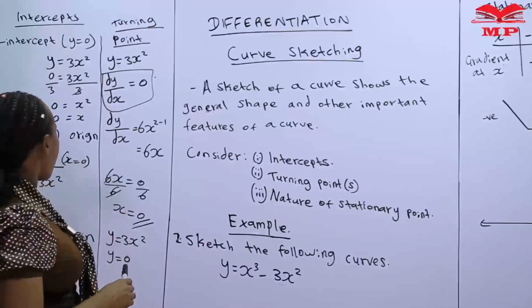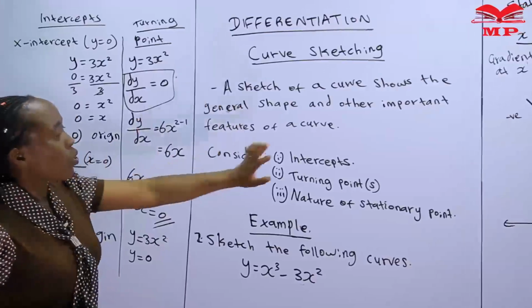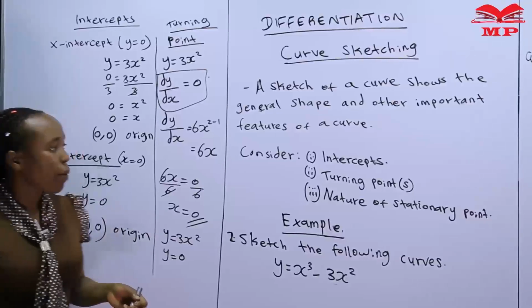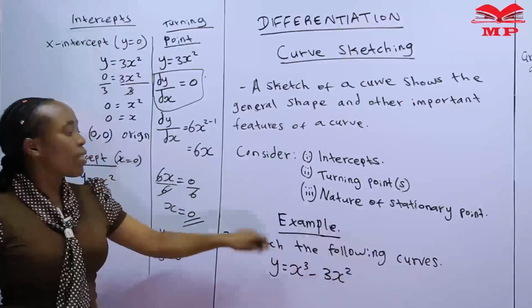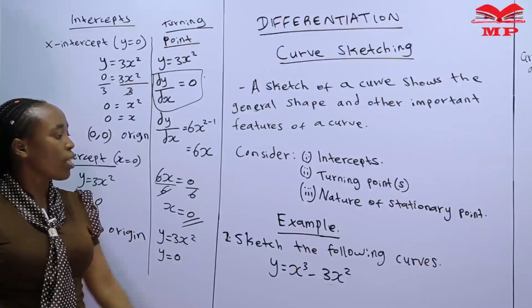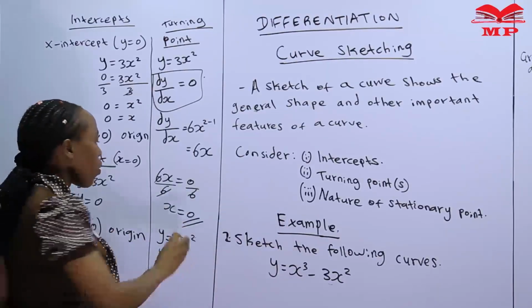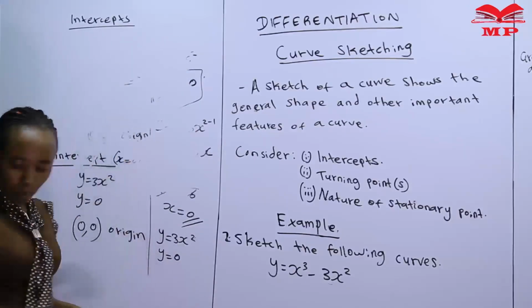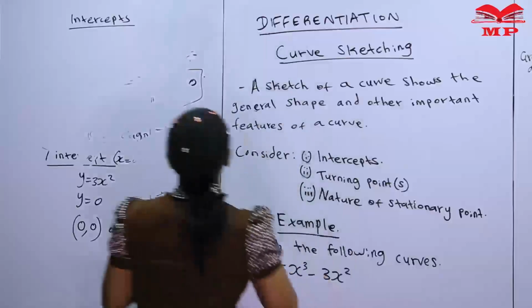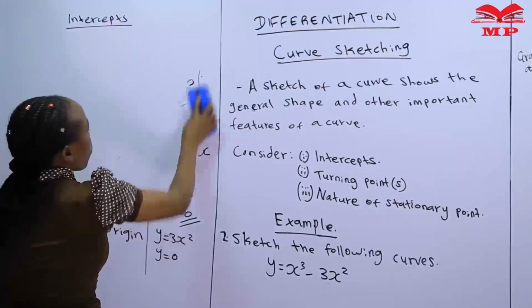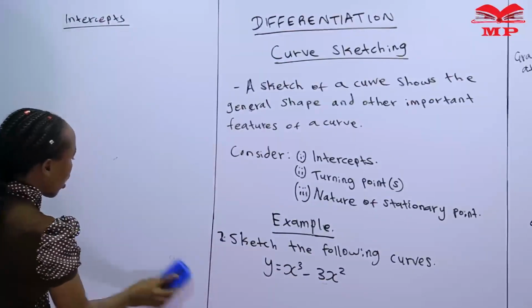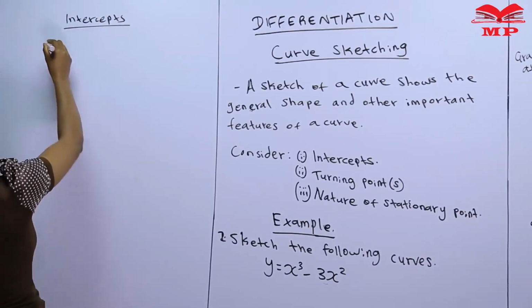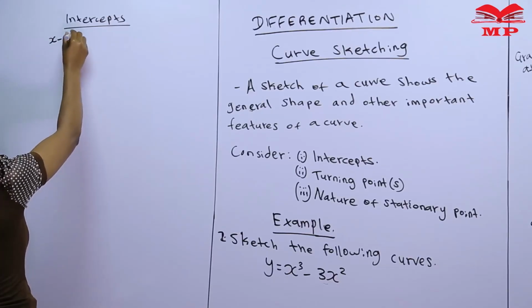With the first one, it is very direct because everything is 0, 0, and we know that it's a minimum. So in this one, I want us to move step by step again. We start with the intercepts, then we move on to the turning point, that is the stationary point, and then the nature of the stationary point. So we start with the intercept. We can start with the x-intercept.